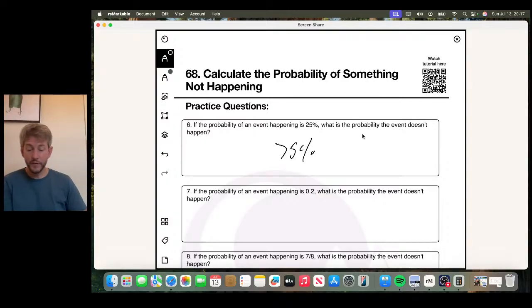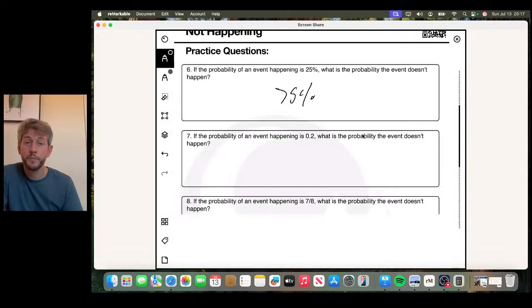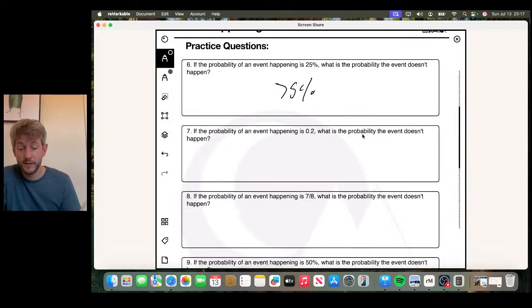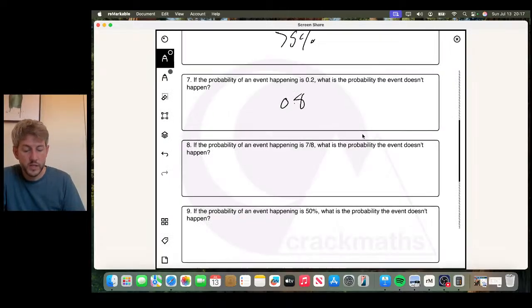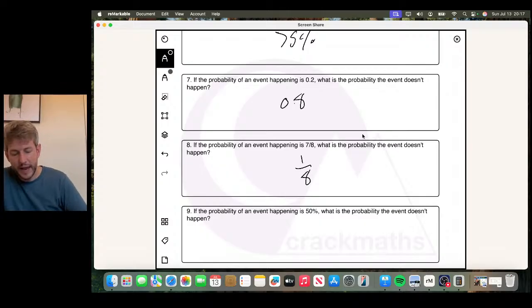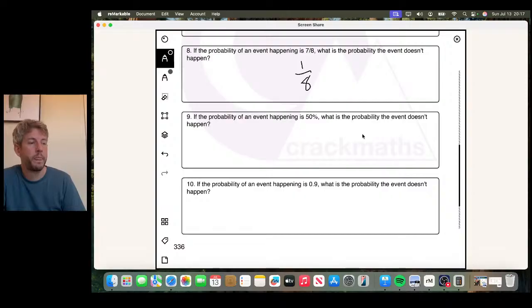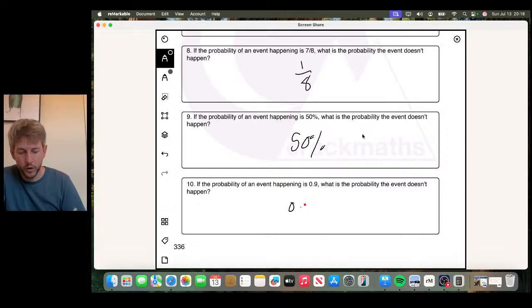If the probability of an event happening is 0.2, what is the probability the event doesn't happen? Well, that would be 0.8. If the probability of an event happening is 7 over 8, what is the probability the event doesn't happen? That's 1/8. If the probability of an event happening is 50%, what is the probability it doesn't happen? That is also 50%. If the probability of an event happening is 0.9, what is the probability that event doesn't happen? That is 0.1.